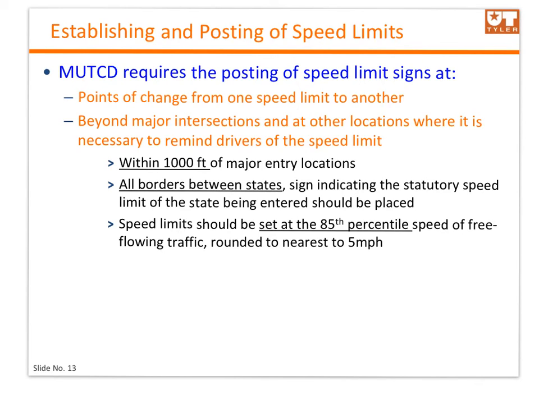Also, a speed limit sign should be set at the 85th percentile of the speed of free flow traffic, rounded to the nearest 5 miles per hour. This is not really about the posting, but about how to establish the speed limit. To establish a speed limit, as we discussed in the lab, it's about the 85th percentile of the speed of free flow traffic, and then we round it to the nearest 5 miles per hour.